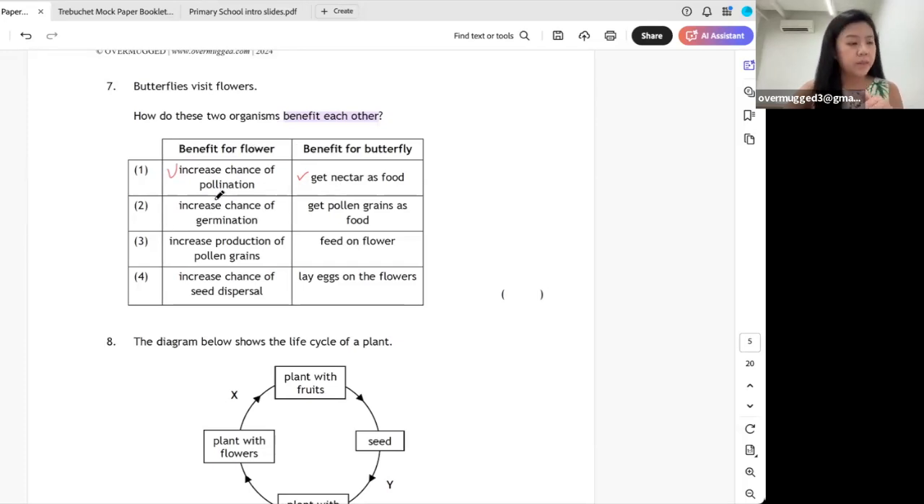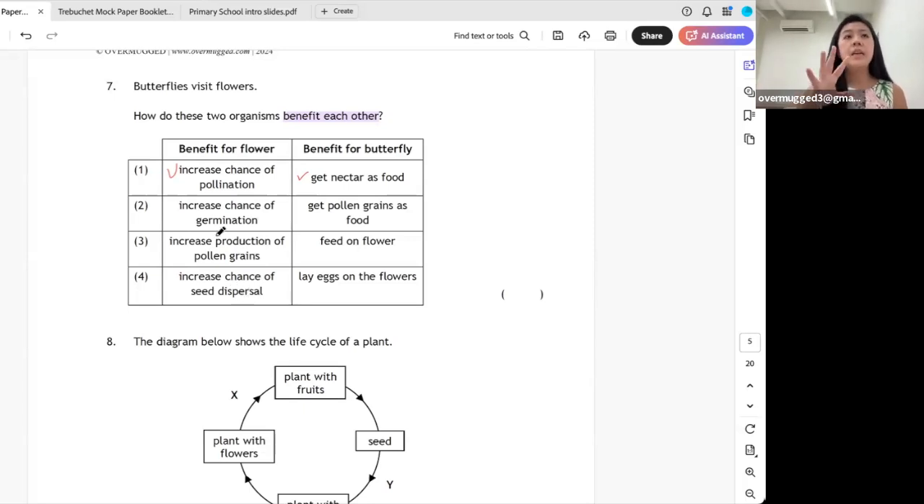Now, I just want to take a look at the remaining options just to clarify any misconceptions. So germination is a process where seeds grow into seedlings, okay? For germination to happen, the seed has to have 3 conditions: water, oxygen, warmth, all right? As well as moist soil for germination to happen, okay? Increased production of pollen grains is not dependent on the butterfly. And an increased chance of seed dispersal.